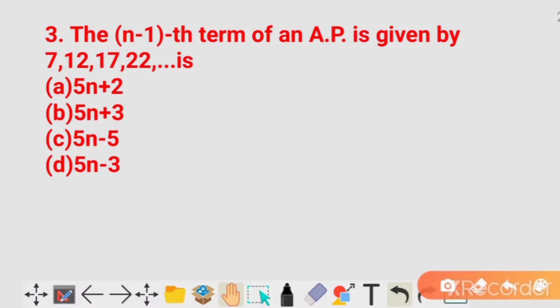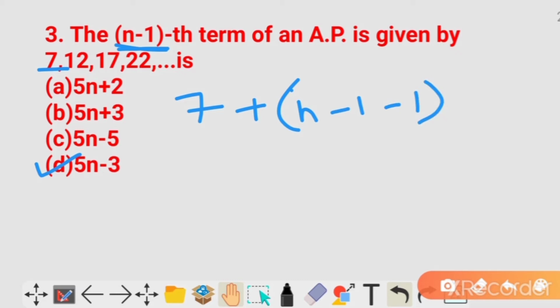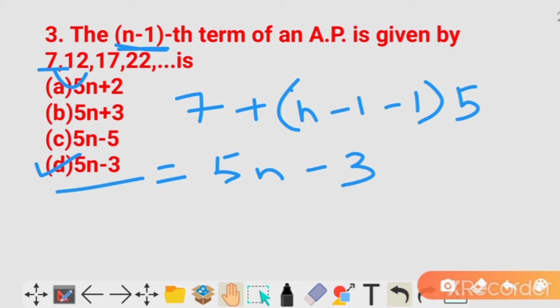And the right answer is option D, that means 5n minus 3. You have already learned it in my previous lessons. So the formula is first term, that means 7 plus n minus 1, that means here we have to find out the n minus 1th term. So we'll put n minus 1 minus 1 into the common difference, and the common difference here is 5. So we'll put 5. It will give us 5n minus 3. Okay, so the answer is option D.